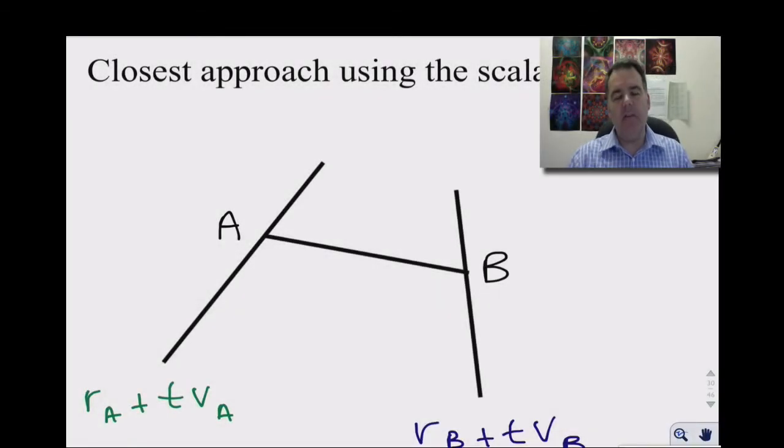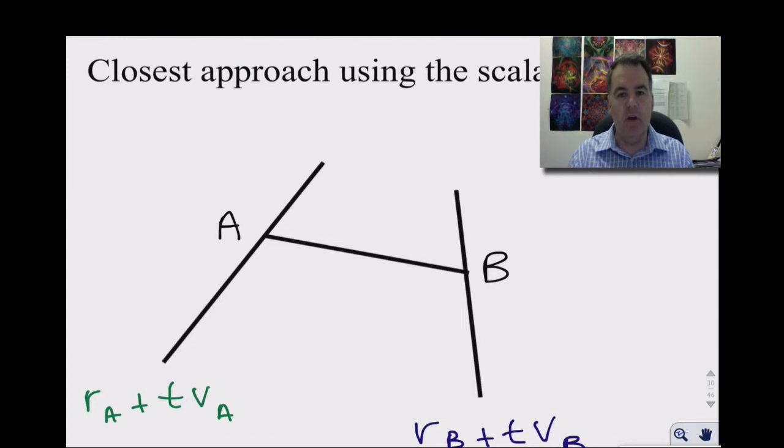Hi everyone, in this last video we're going to be looking at probably the trickiest part of the vectors unit, and that is closest approach. So working out these problems where we've got two moving objects and we're going to try and work out whether they collide, if they collide, when they collide, where they collide, and this one here, if they miss each other, what's the closest that they're going to come to each other.